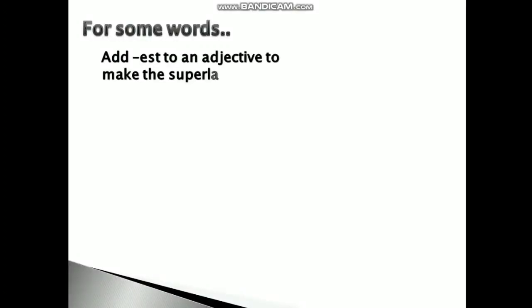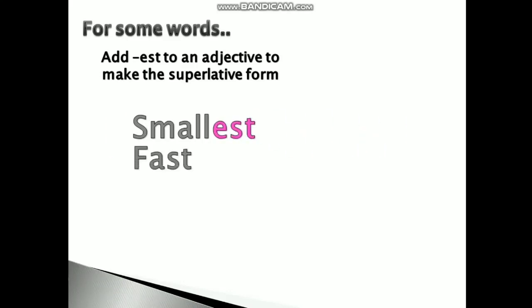Moving on to the third degree, the superlative degree. Now, just as you have two ways to form the comparative of any adjective, there are two ways to form the superlative adjective as well. For some words, add est to an adjective to make the superlative form. Taking the same examples from before, small, follow it up with an est and you get the superlative form, smallest. Fast, add est to it, fastest. Smart, add est to it and you get smartest, that is the superlative form.